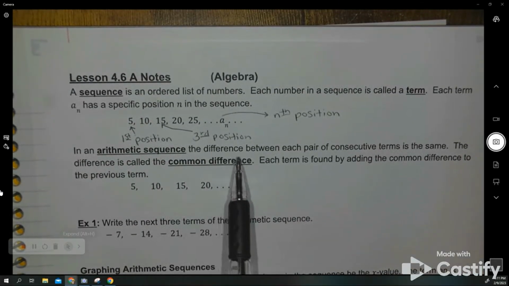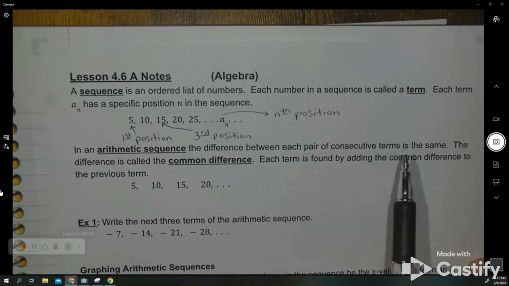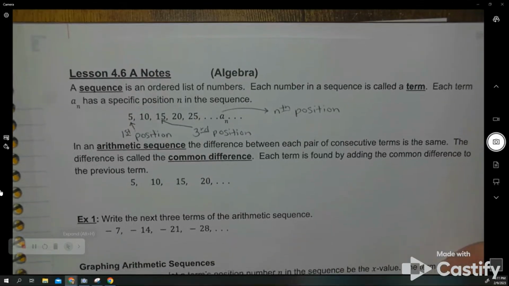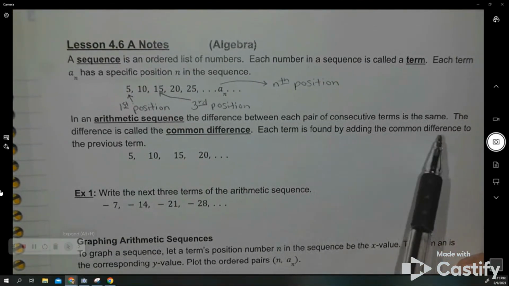With an arithmetic sequence, the difference between each pair of consecutive terms, so they come one right after the other, is the same. The difference is called a common difference, and that's a word that you're going to want to remember because you're going to use it quite a bit in this lesson. Each term is found by adding the common difference to the previous term.